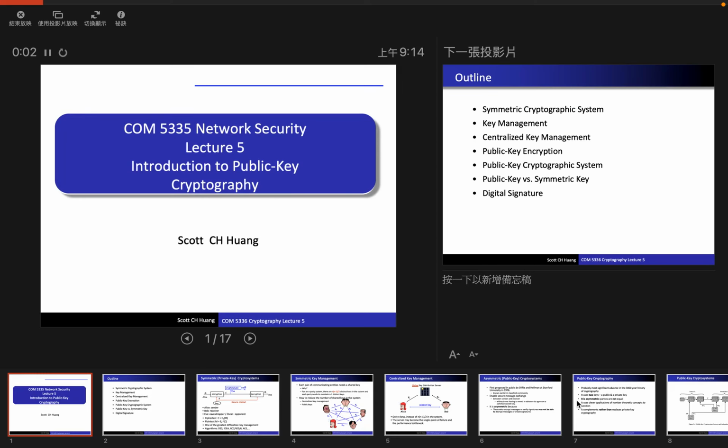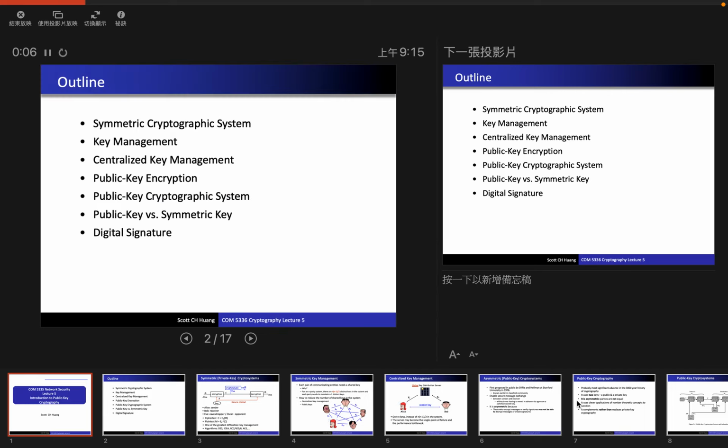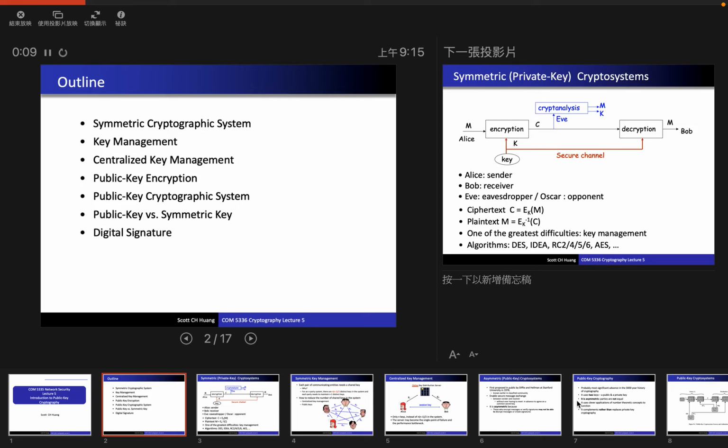Okay, so today we'll be talking about public key cryptography. So far, what we have learned is called symmetric cryptography. We've learned the DES, AES, and also RC4. These are three main algorithms. Those are all symmetric. In other words, encryption and decryption are both using the same key.